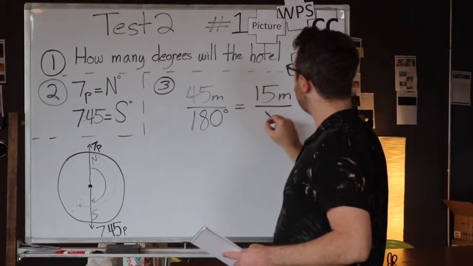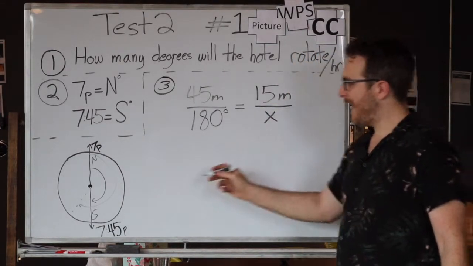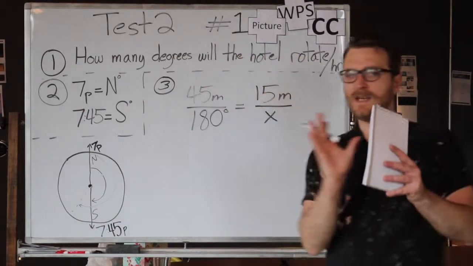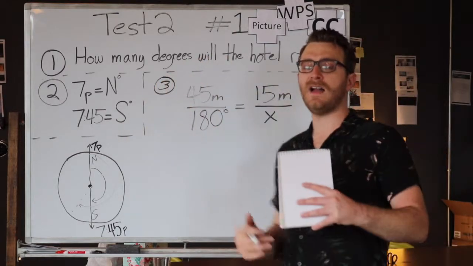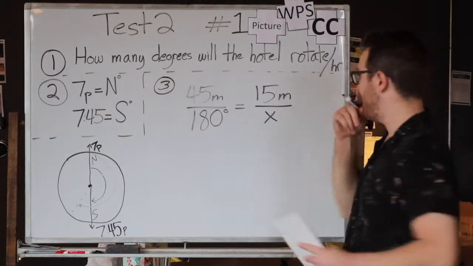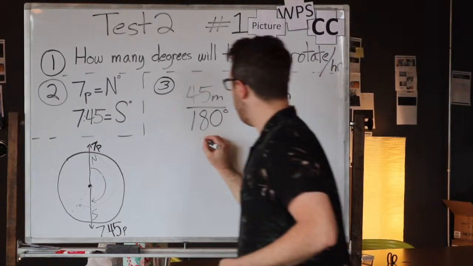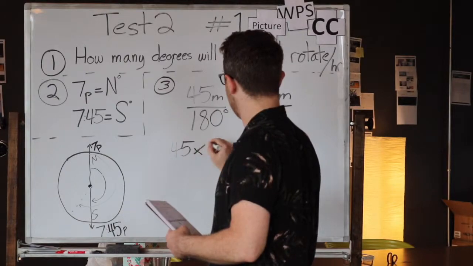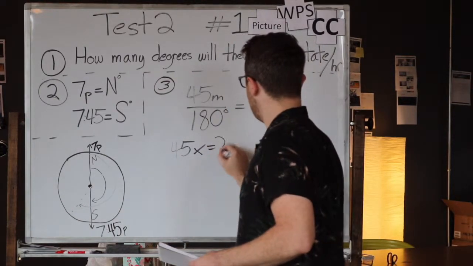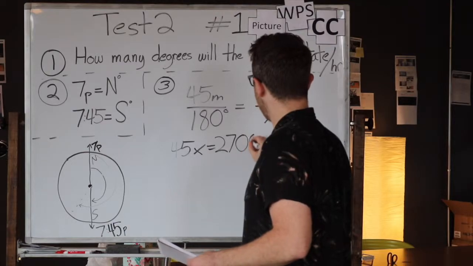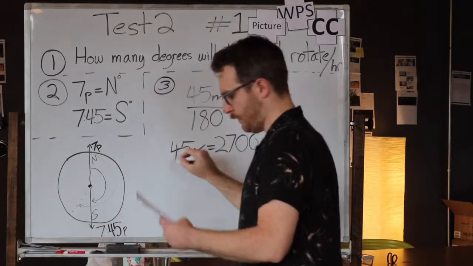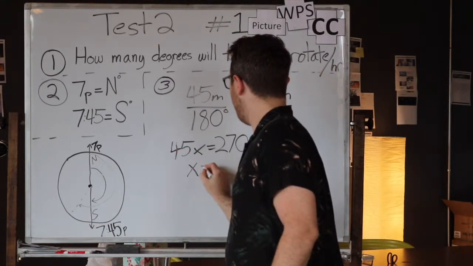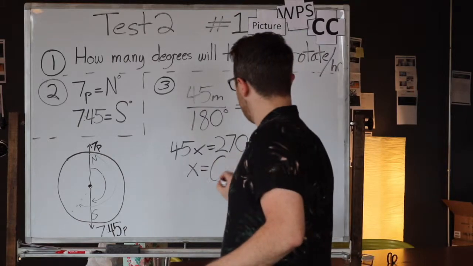And here's the thing, I don't know the angle back here at 15 minutes. I'm going to find that first. So that's an even interval that I can use to calculate 45 minutes or 60 minutes for how many degrees have passed. So if I cross multiply here, what I'm going to end up with is 45x equals 2700. If I divide both sides by 45, I have x equals 60.